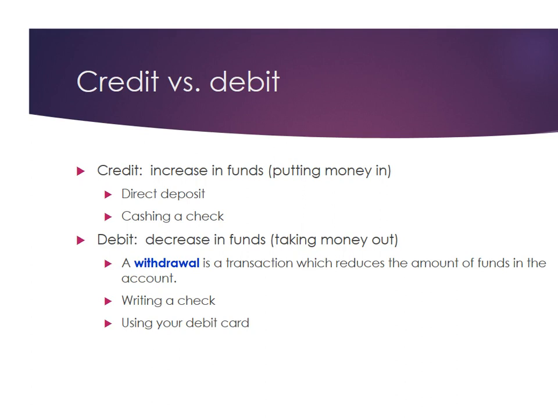So credit versus debit. Credit is increasing your money, so that would be deposits. So like direct deposit, probably a lot of you get your money directly deposited into your account from your employer, so you don't even have to go to the bank. Cashing a check, that money is going to go into your account. Debit, so many of you probably have a debit card. That's taking money out, so it's decreasing your funds. A withdrawal is where you're literally taking out the money. It could be writing a check because that money is going to come out, and then obviously your debit card.